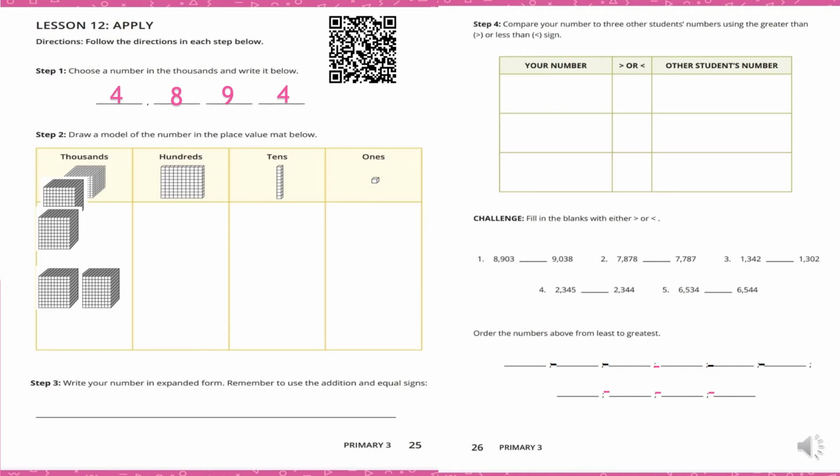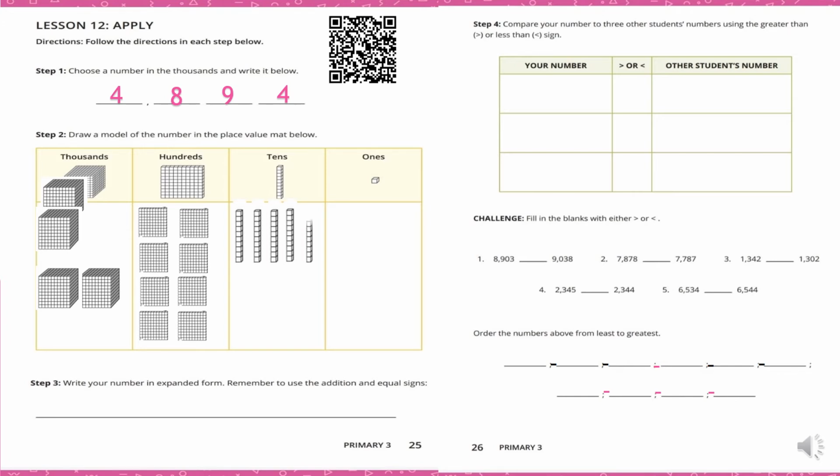Hundreds. How many hundreds here in this number? 800. So we will draw 8 big squares. 1, 2, 3, 4, 5, 6, 7, and 8. How many tens do we have in this number? 9 tens. So we will draw 9 sticks like this. The last digit, how many ones do we have? 4 ones. We represent ones using small squares. So we will draw 4 small squares.